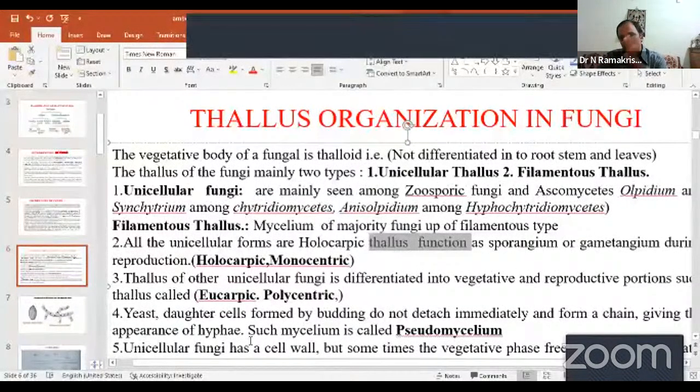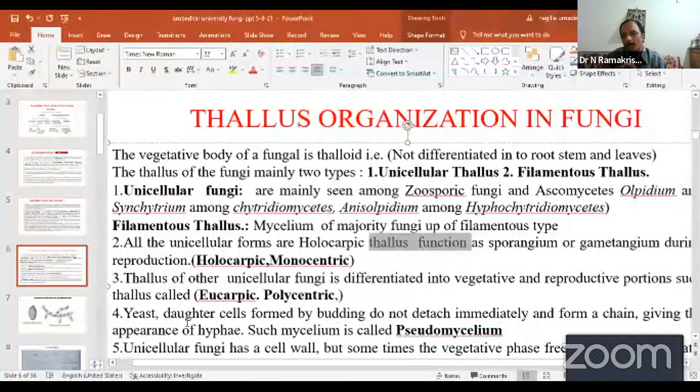Next, one more important point: the yeast daughter cells. Another special type of structure we are looking at is above the yeast. One daughter cell is coming above the yeast. We call that budding, but it does not detach immediately. After some time, sometimes it is divided. Before that, it is a pseudomycelium.